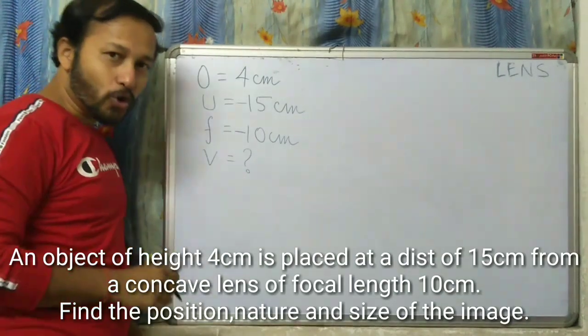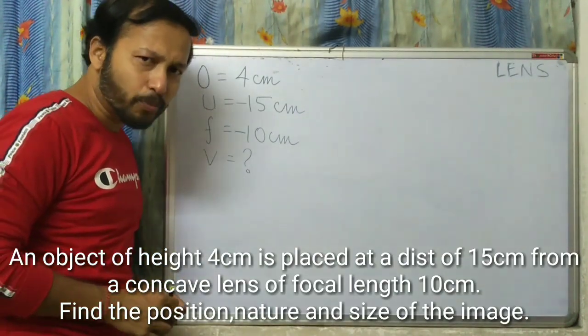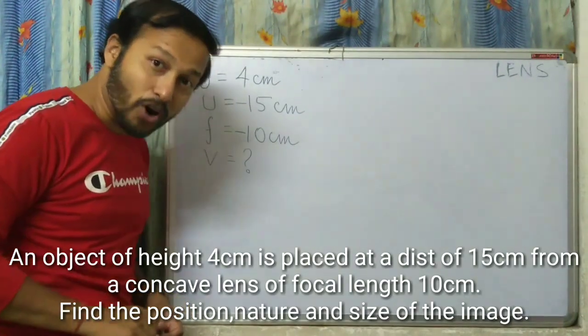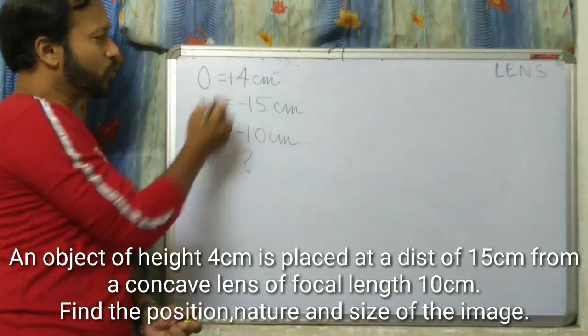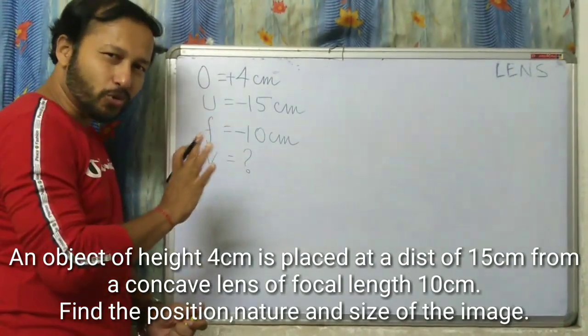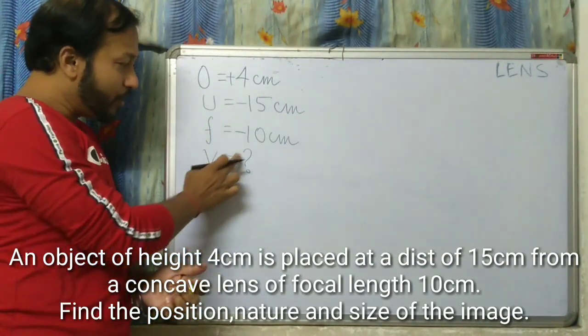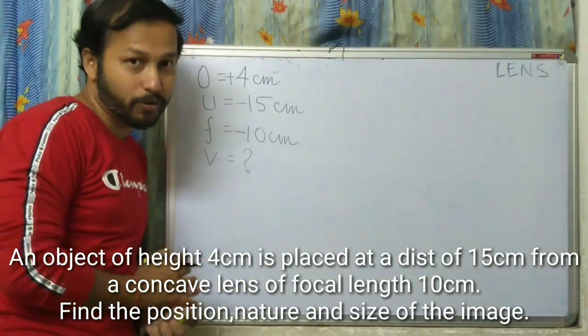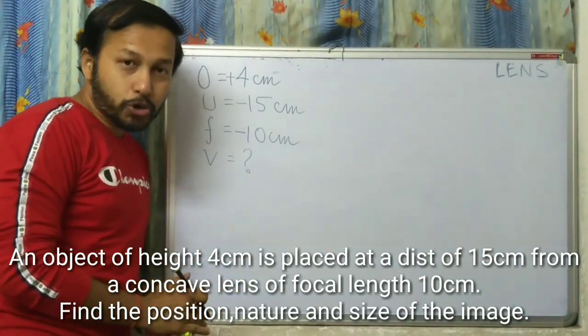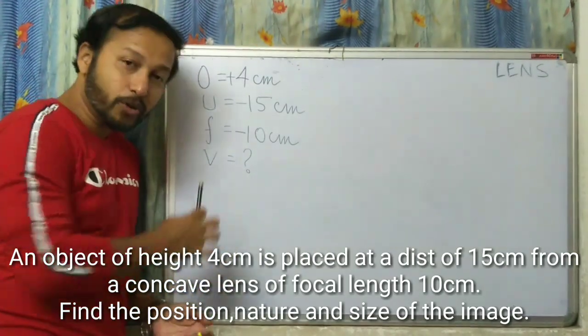Now O is object height. Object height is plus or minus? It's always plus. So it's plus. You don't have to write plus, but you may write it, no problem. But V we do not know, plus or minus, because we do not know the value of V. We have to calculate the value of V. Now, the question is, how do you calculate the value of V?